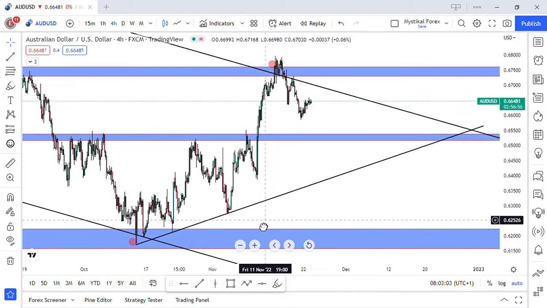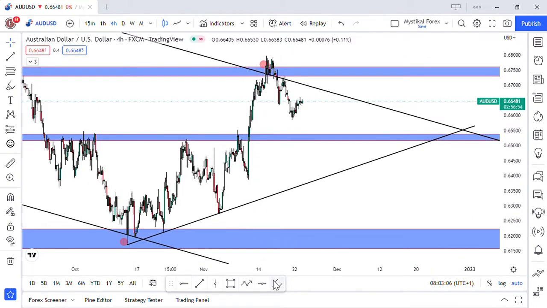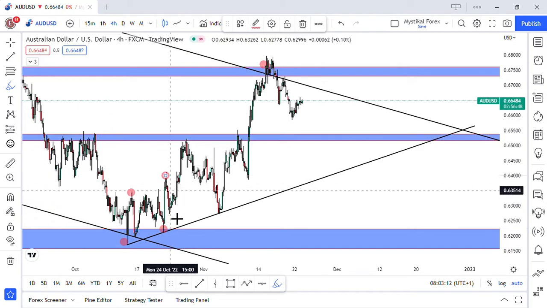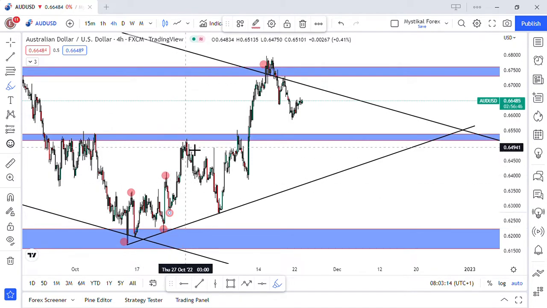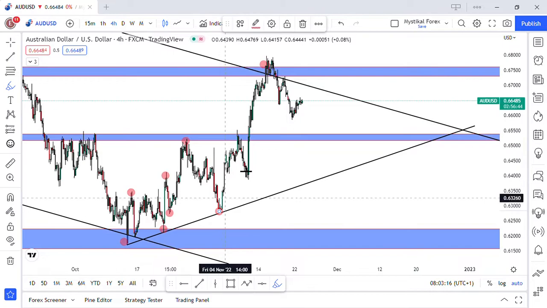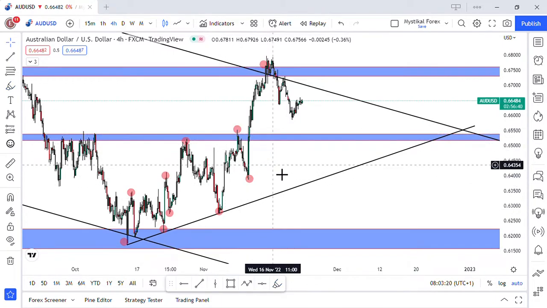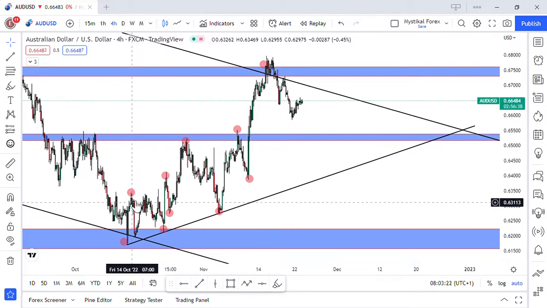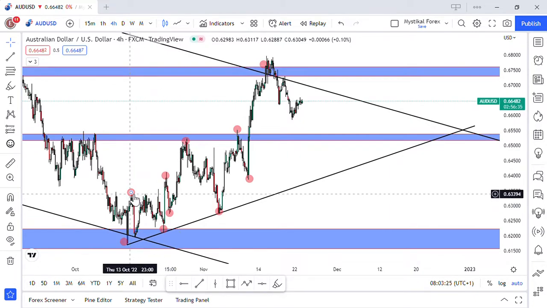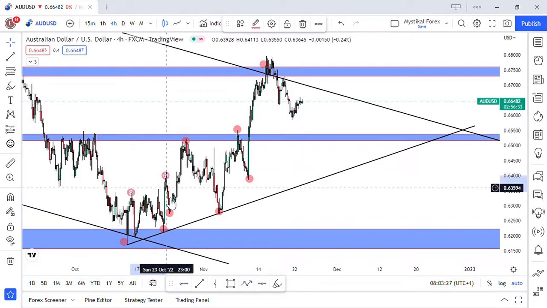Right. So this is how our market has been moving up and down, up and down, up and down. But I would really like it if you guys could only focus on the main ones. Let me just do this.